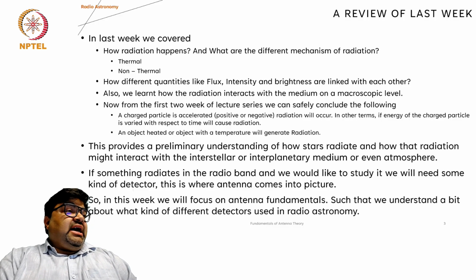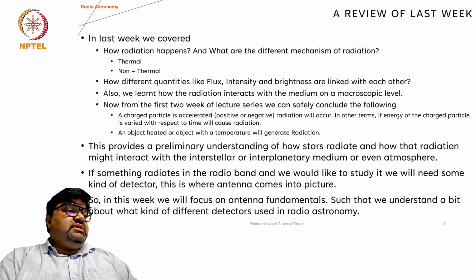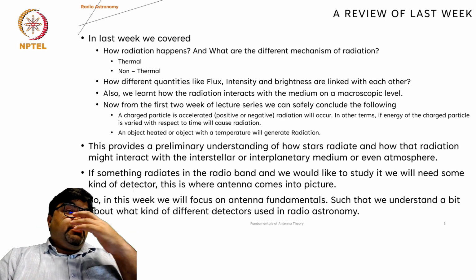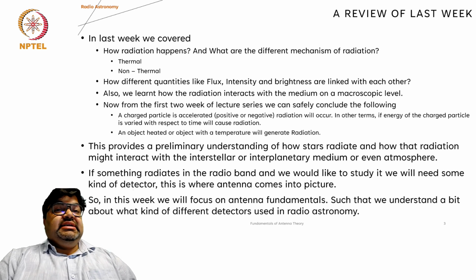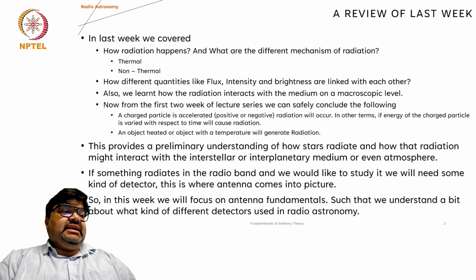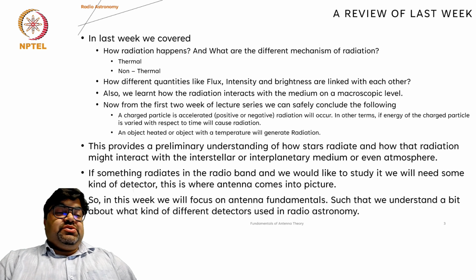Last week we covered how radiation happens, what are the different mechanisms of radiation, thermal, non-thermal. We have not gone into details. That detail will come towards the end of this course. But we showed what is the black body radiation, how in the limit of Rayleigh-Jeans we define brightness temperature, and so on and so forth. We also defined several important quantities like flux, intensity, the brightness, and what are the relationships among them. Which one depends on the distance from the source and which one doesn't.